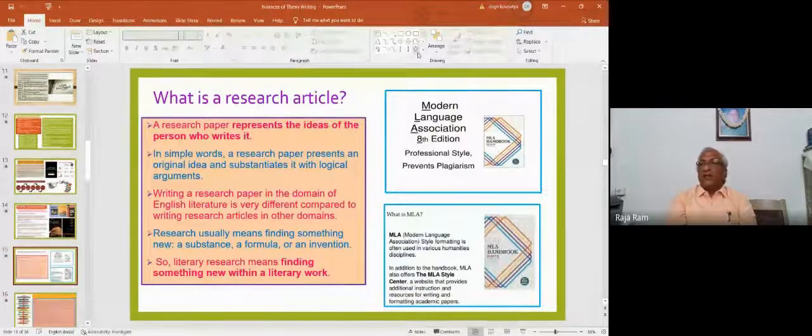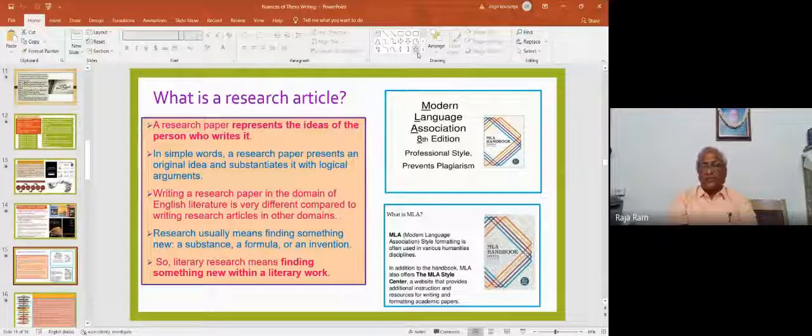A research paper is a micro level thesis. Whatever you apply for a research thesis or dissertation, if you do it at a micro level, it becomes a research article. It says that you have to put in that much effort to write a research article. One of my friends who was with the University of Massachusetts had six revisions done by his guide before submitting it for publication.